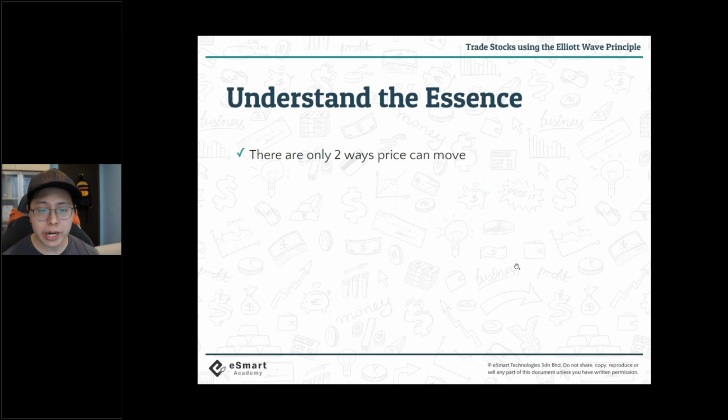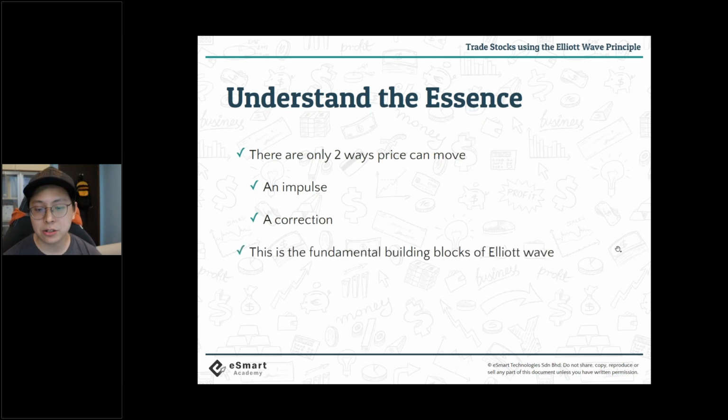So when we break the whole principle of Elliott Wave into the fundamentals, the building blocks, if you look at any technical chart, there are only 2 ways a price can move. If you understand this principle, it doesn't matter whether it's FX, stocks, or commodities, and it doesn't matter what time frame it is, there are only these two ways. The first one we call an impulse, and the second is what we call a correction. In a moment I'll share with you what an impulse is and what a correction is, but basically, these are the fundamental building blocks of Elliott Wave.